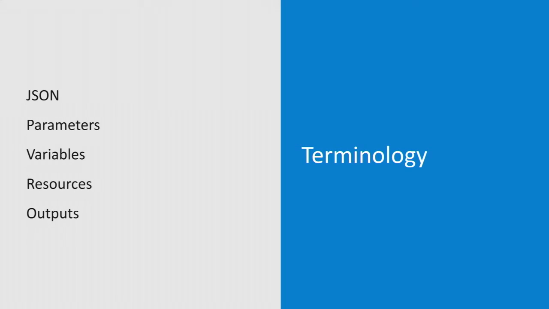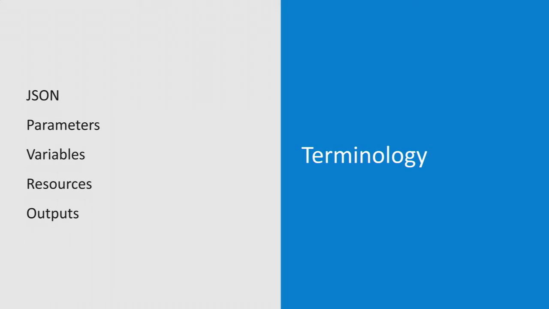What parameters are is, think of these as the things that I need a user or a system to input into my deployment. So an example might be a virtual machine name. Rather than hard coding that in my template, I want to make that a parameter. So every time I deploy that template, somebody can enter that VM name.